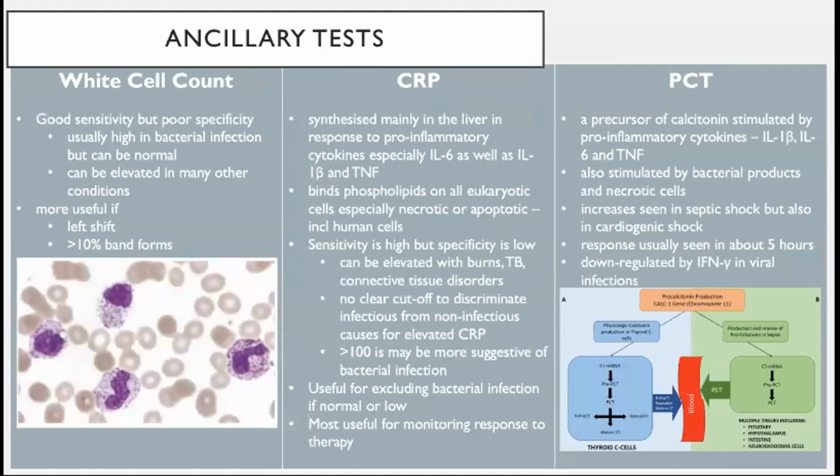Increases in PCT occur in various disease states, which then are not accompanied by increases in procalcitonin. It is stimulated by typical pro-inflammatory cytokines, IL-1 beta, IL-6, and tumor necrosis factor, and also by bacterial products and necrotic cells. It can also be seen increasing in septic shock and cardiogenic shock. The response is usually a little bit more rapid than the CRP. You can see the response in about 5 hours, whereas with CRP, you may only start to see an increase between 6 and 8 hours. It's downregulated by interferon gamma in viral infections.